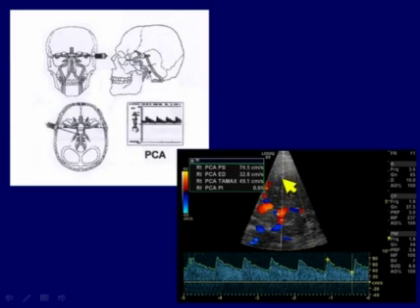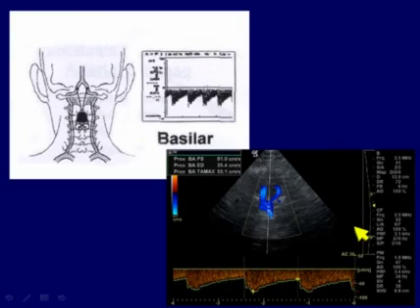Going and pivoting back slightly, as you can see from this view, we're still transtemporal, but now we've just angled back because we want to try to catch that posterior circuit, and we can see the posterior cerebral artery coming towards us. You almost never appreciate the posterior communicating vessel, which would obviously lie somewhere in between these two segments.